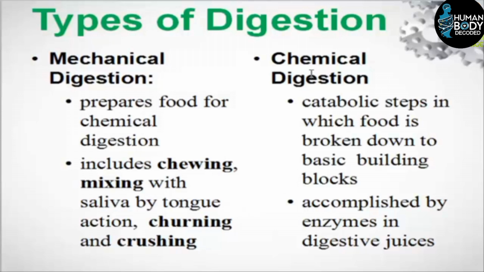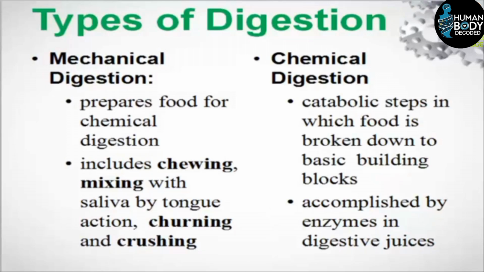The second type is chemical digestion. In this process, there are catabolic steps where food is broken down by enzymes and digestive juices. For example, amylase, HCl, and pepsin are enzymes that chemically digest food. This type of digestion is called chemical digestion. In our bodies, both types of digestion take place, that are mechanical and chemical.